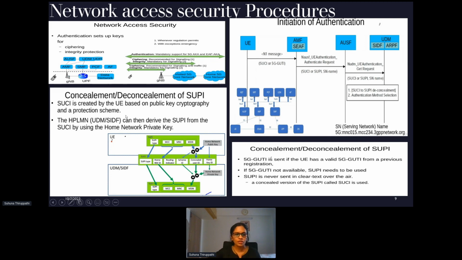So let's look at now. This is how the authentication is being done. The key generation part we will see at a later point of time, how the key generations are being done.